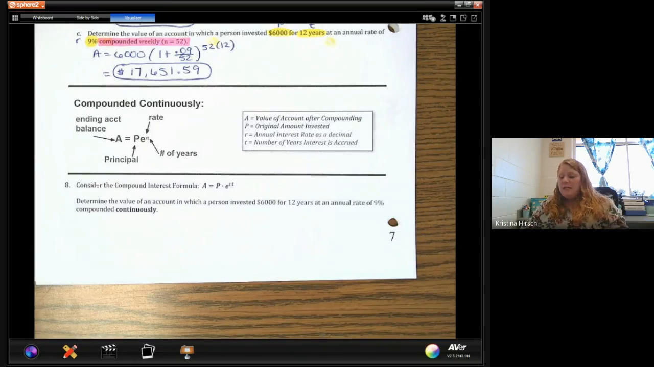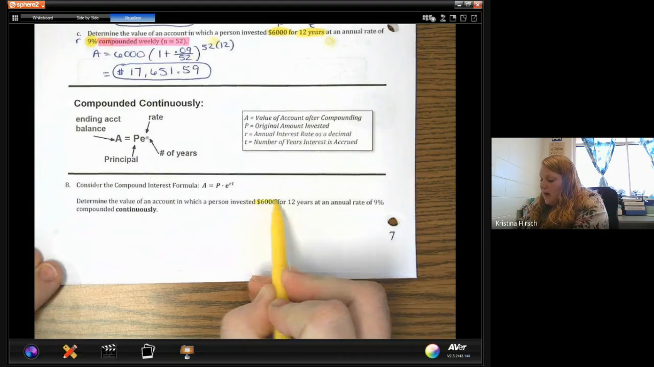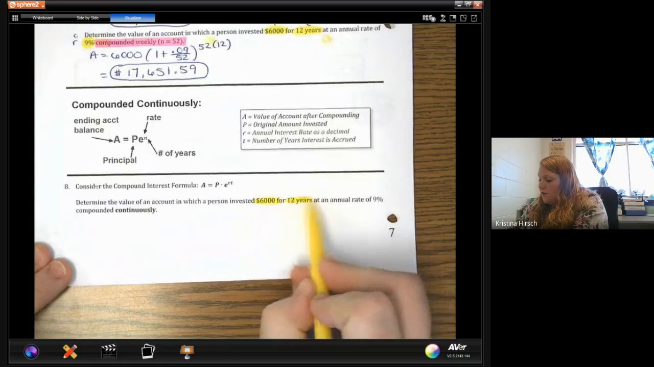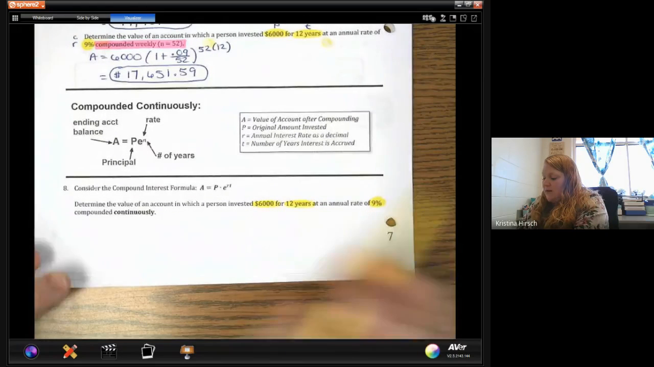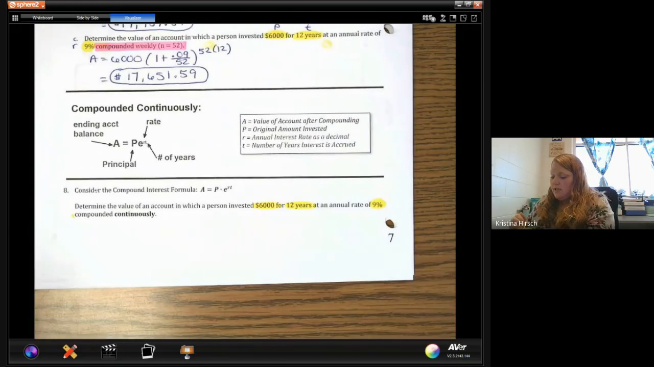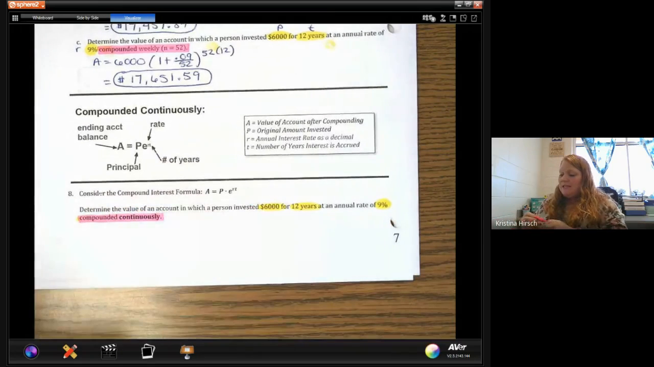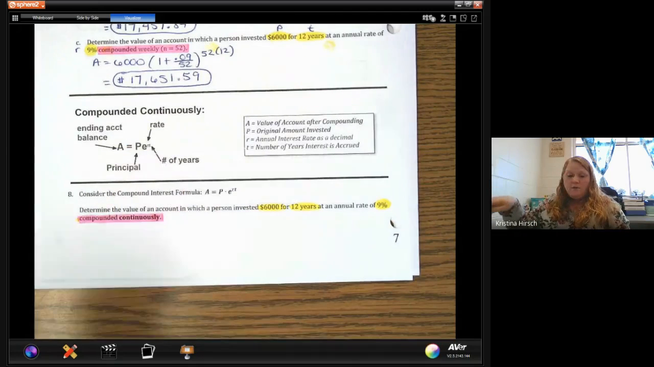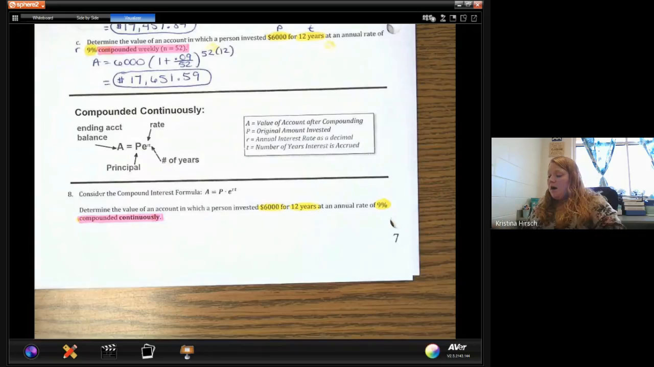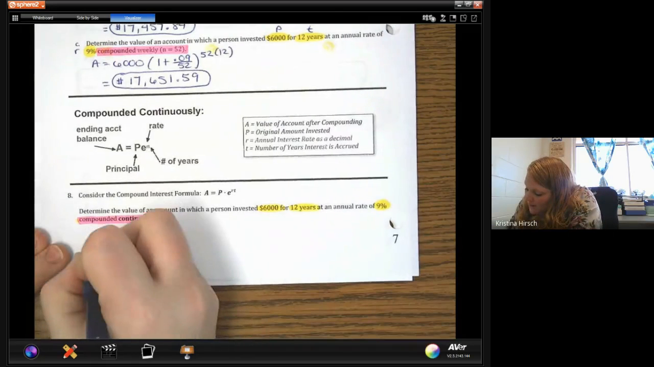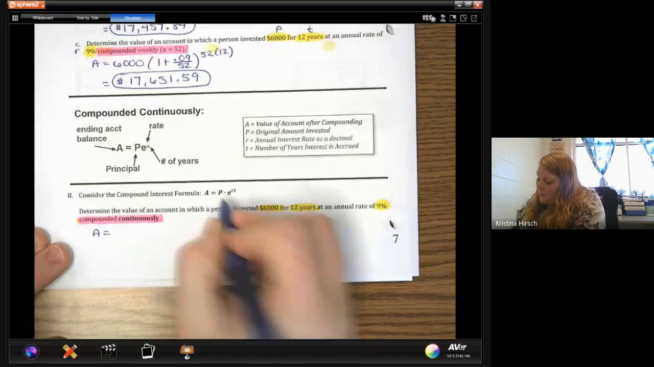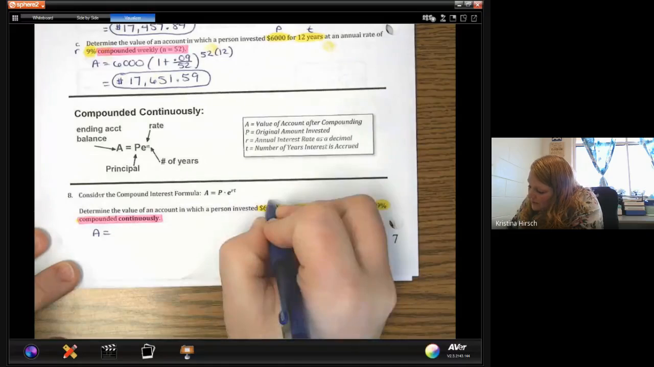And what you're going to notice is this example is the same scenario as the other ones. We're still depositing $6,000 for 12 years at a 9% interest rate, but it says what? Compounded continuously. Compounded tells you it's compounded, obviously, but continuously is what's going to lead us to use the PERT formula instead of the compound interest formula. So when we set it up in the PERT formula, P is my principal, my starting amount, so $6,000.